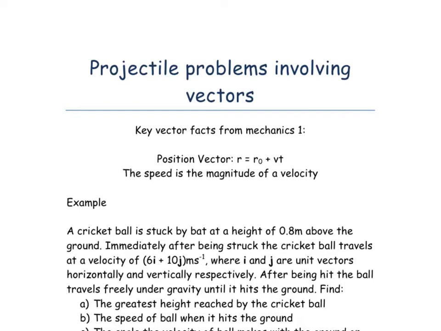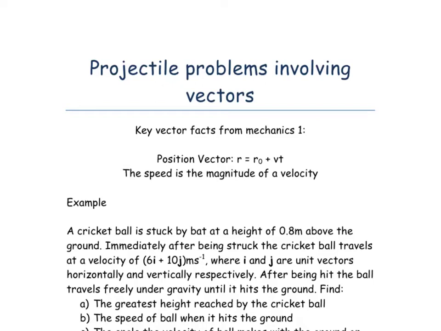Now, if we look back to what we did in Mechanics 1, there's a couple of key points that we might need to use when we're tackling questions to do with vectors. We're not going to use the top rule in this problem we're going to look at in a minute, but we are going to use the second rule. The position vector is given as r equals r0 plus v times t, where r0 is the initial position of the particle, and after a certain time going at a certain velocity, it'll be at a new position vector.